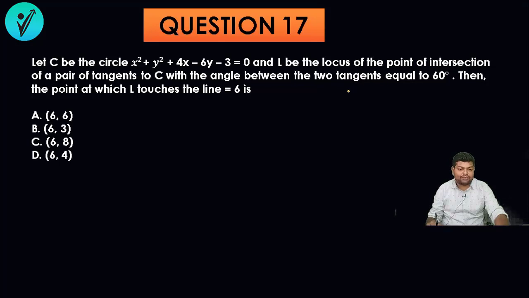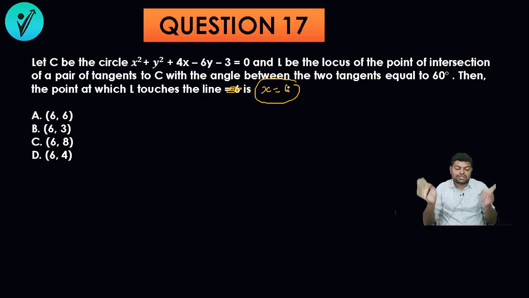Then the point at which L touches the line equals 6. So the given line is x equals 6. At what point will that locus touch the line x equals 6? First of all, we have to get the equation of that locus, the one that will be forming an angle of 60 degrees. So how to do it?